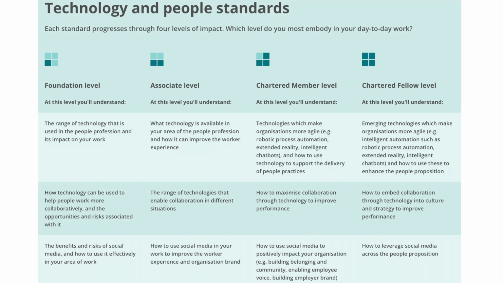So at the foundation and student level, tech basically needs to be understood in terms of what different tech can be used within the people profession and how this impacts work. Whereas at the associate level, it's more so how can we ensure that the tech we have can be utilised in the best way to make work easier in certain situations, and understanding what tech needs to be used in different situations. And at the associate level, we just need to understand what tech is available to us and how this is enabling a better work-life environment for the workforce.